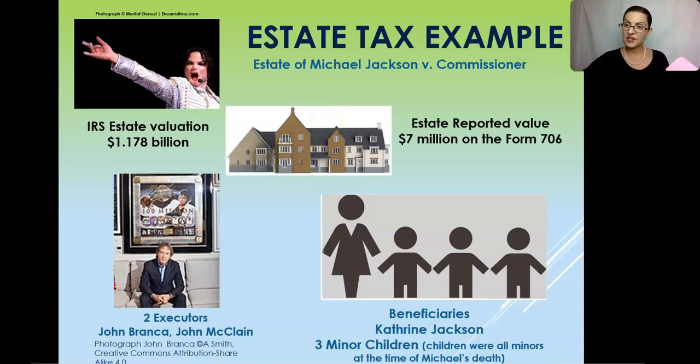And he had very valuable assets. He owned part of the Beatles songbook. He had his own music copyrights, which were also very valuable. He owned a lot of real property, including Neverland Ranch and his several homes. But he also had a huge amount of debt.